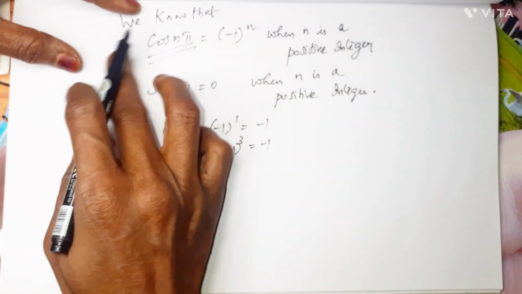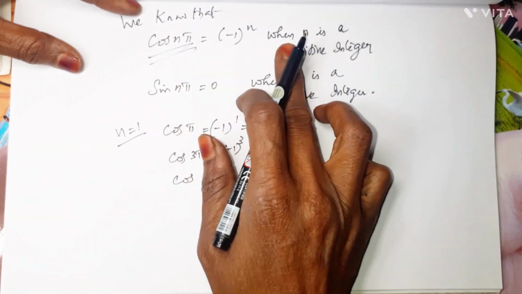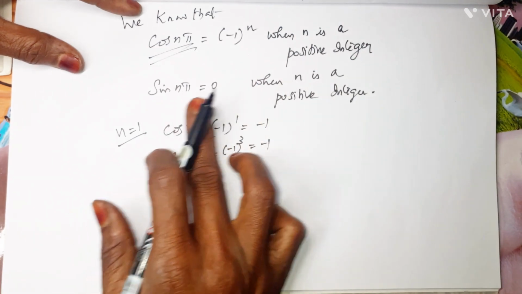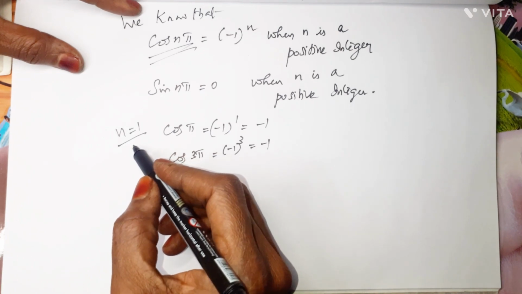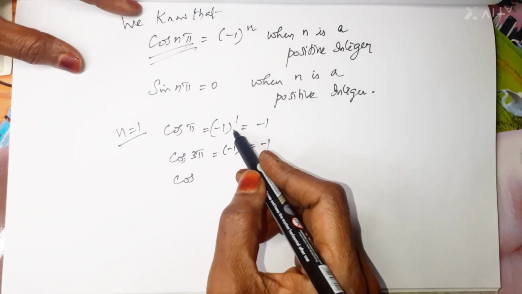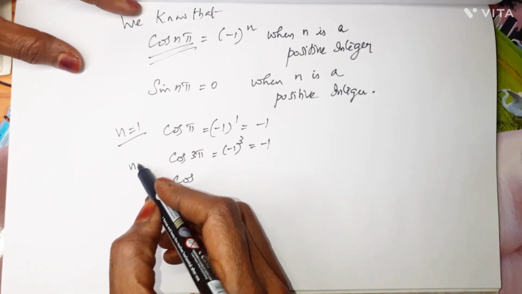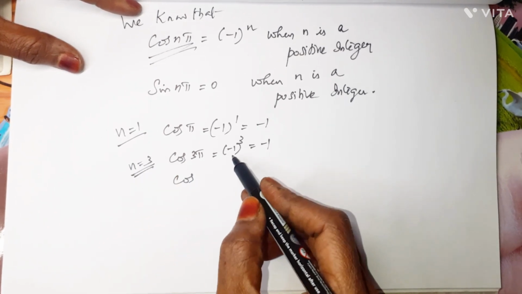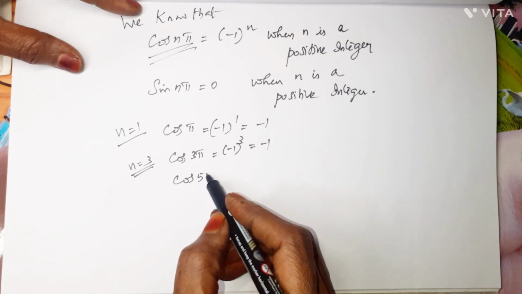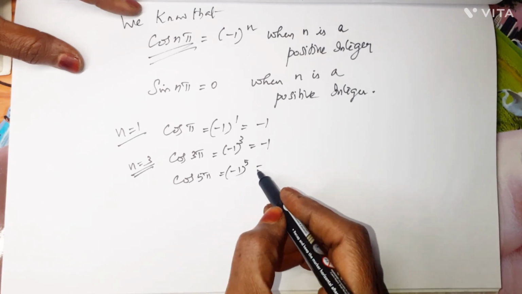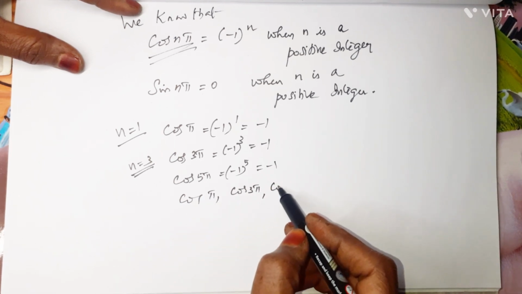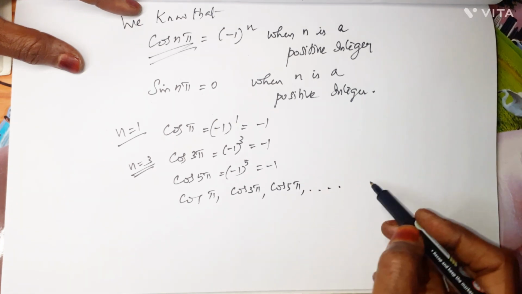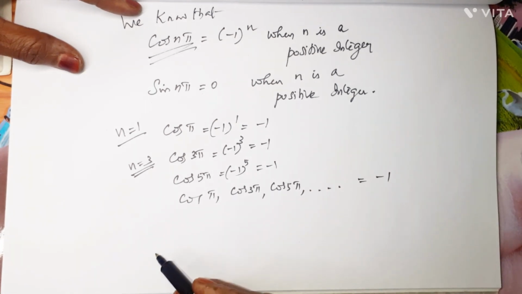I'll tell you the general formula. We know that cos n pi is equal to minus 1 power n when n is a positive integer. Sin n pi is equal to 0 when n is a positive integer. For example, if I take n as 1, cos n pi is equal to minus 1 power 1, which is minus 1. If I take n equal to 3, cos 3 pi is minus 1 power 3, it is minus 1. Cos 5 pi is minus 1 power 5, which is minus 1. So cos pi, cos 3 pi, cos 5 pi, and all the odd multiples will take the value minus 1.